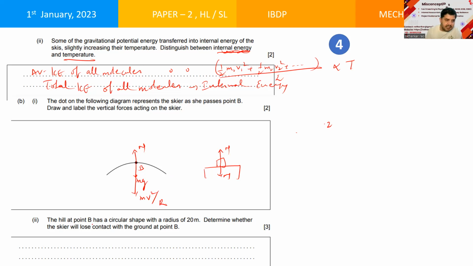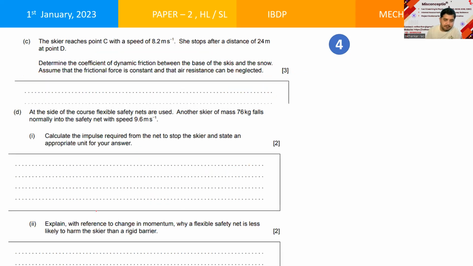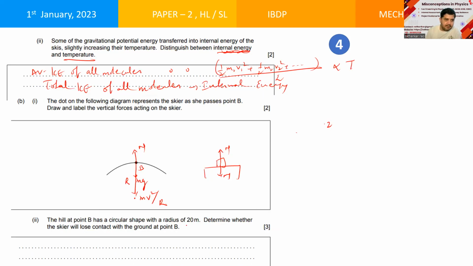Then, the hill at point B has a circular shape with a radius of 20 meters. It's already given: this is the center of the circle, and this distance is equal to r, 20 meters. Determine whether the skier will lose contact with the ground at point B. Whether the skier will lose the contact. So how do I understand?